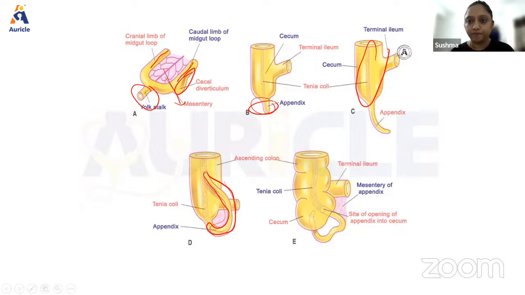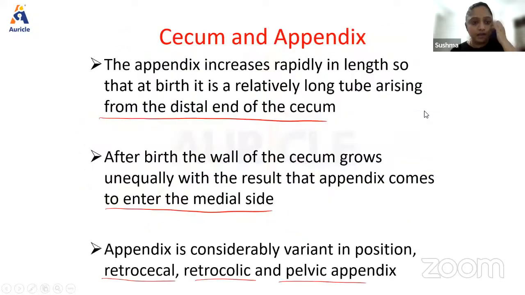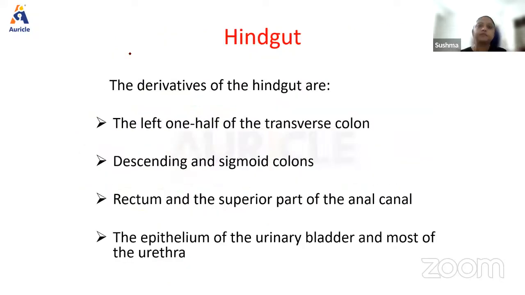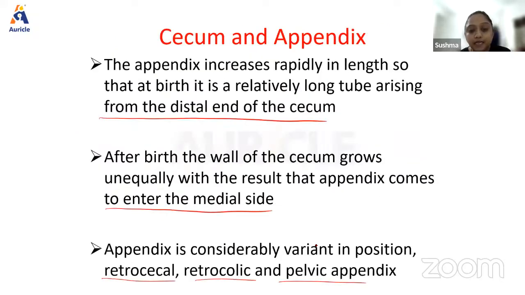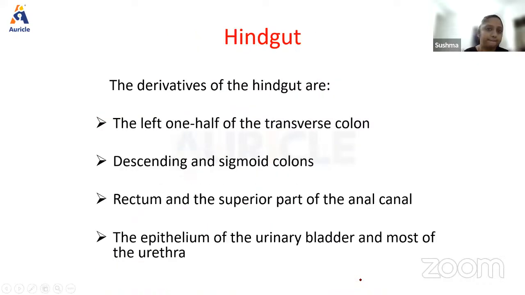So the appendix is considerably variant in position, where it can be retrocecal, behind cecum, retrocolic, behind colon, or sometimes in the pelvic cavity.